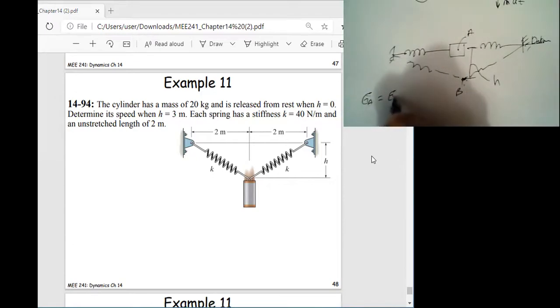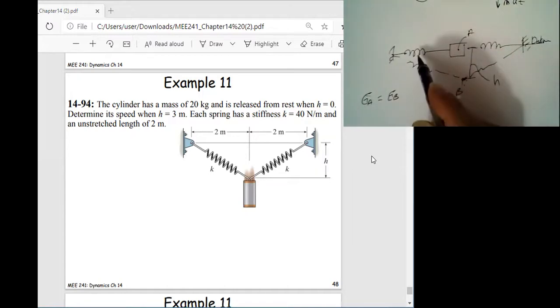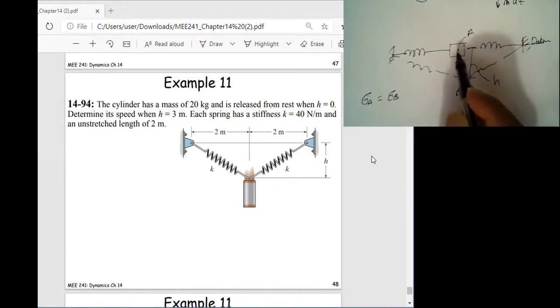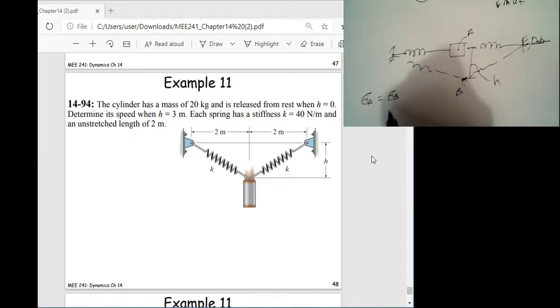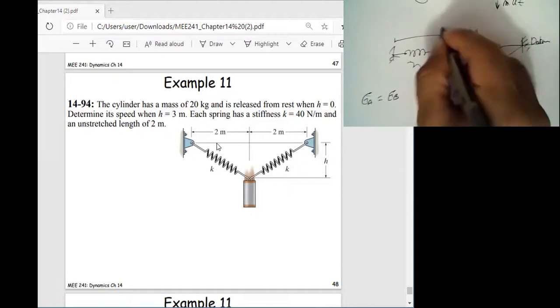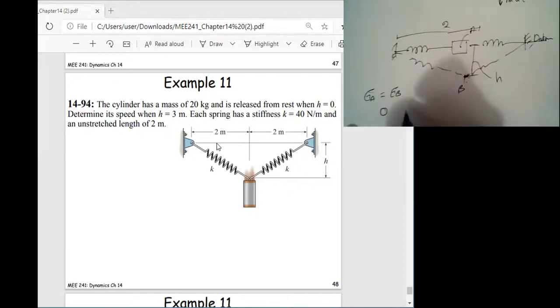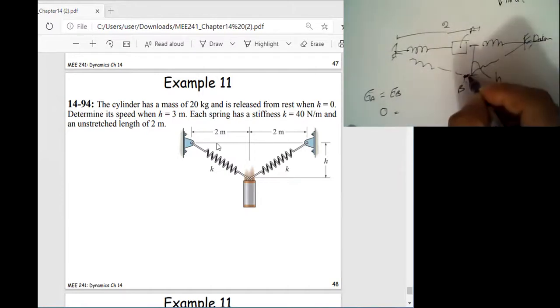EA is equal to EB. What is EA? EA is equal to the energy in the springs, right? Because potential energy is 0. My kinetic energy is 0, because this guy was released from rest. And what else? Then you have your potential energy, right? Well, what is the potential energy? Well, the free length of the spring is 2. So even on top, the current distance is 2. So basically, we don't even have any energies at A. So the only energy that we'll have is at the bottom.